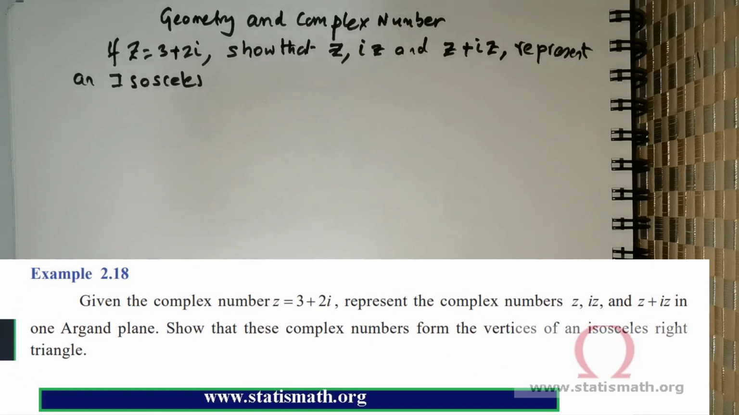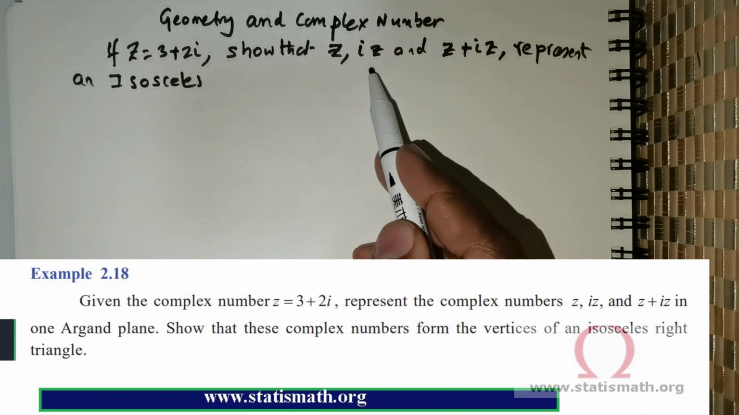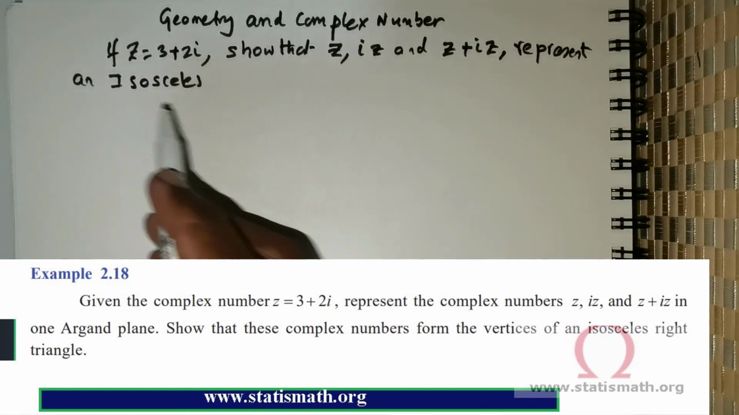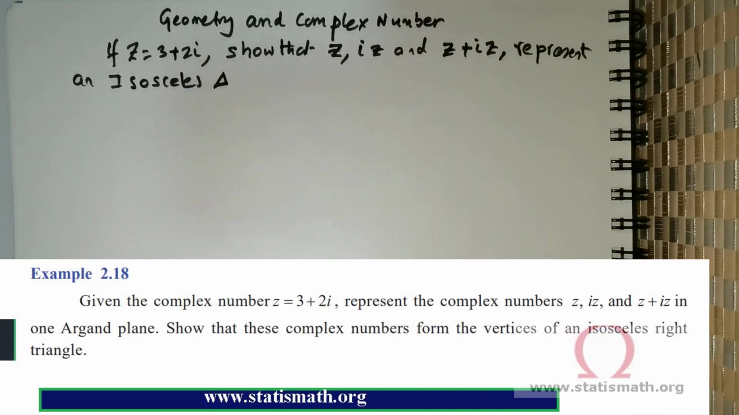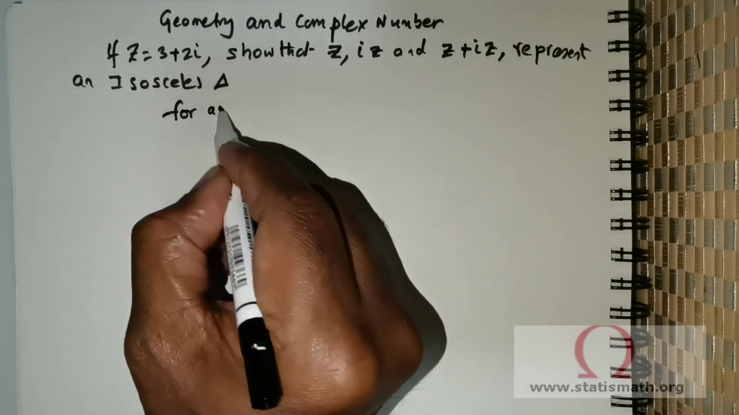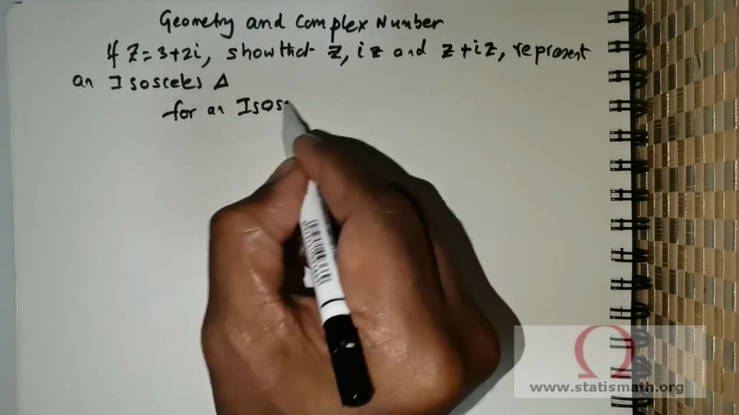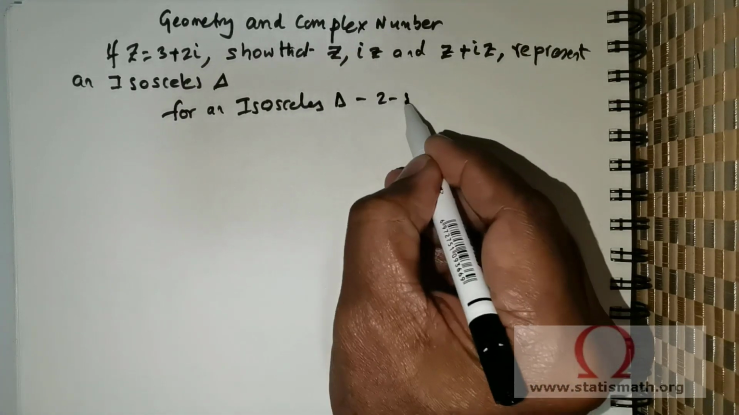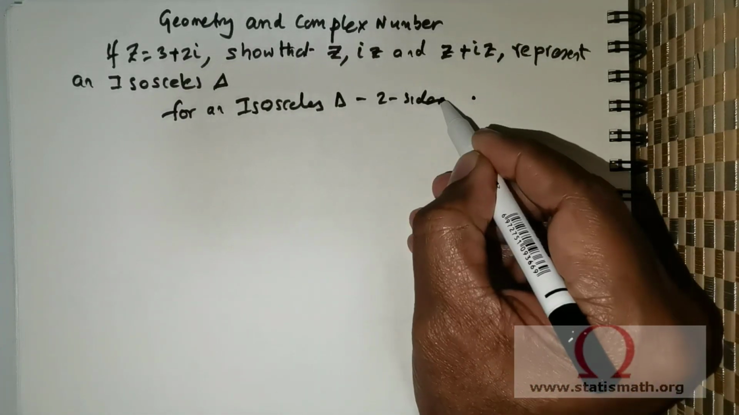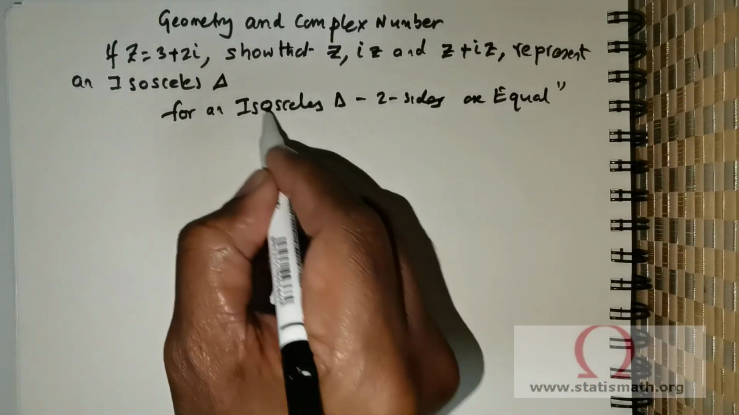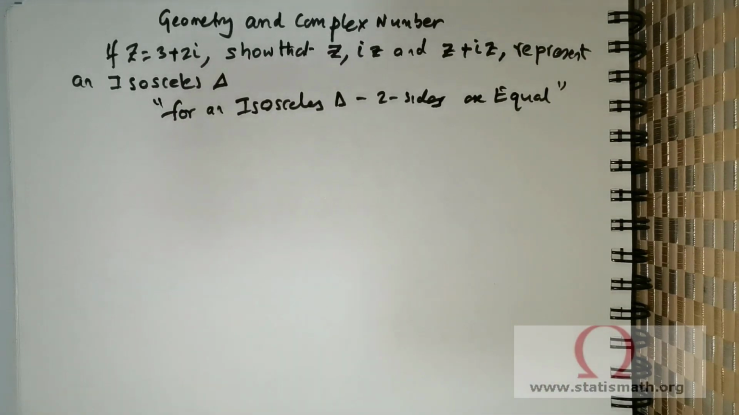Given this question, if z is equal to 3 + 2i, show that z, iz and z + iz represent an isosceles triangle. Now, for an isosceles triangle, we should know that two of its sides are equal, right? Two sides are equal. So this is the property of an isosceles triangle.